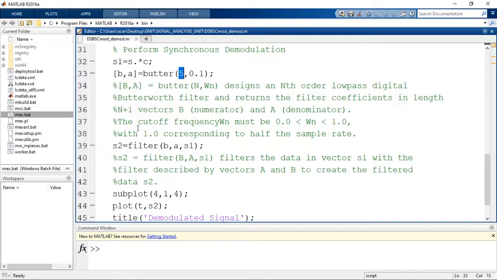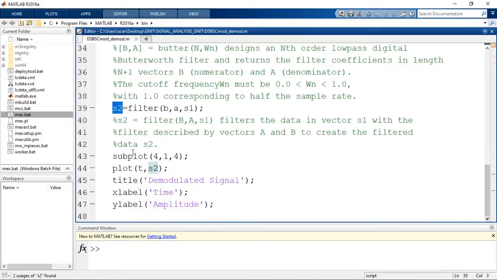Now pass it through the filter. We are making use of the function filter. It filters the data using the designed filter. So b, a are the coefficients obtained from the Butterworth low pass filter design. The data in S1 is the multiplier output, the DSBSC signal multiplied by carrier. This is filtered by using the filter coefficient vectors a and b to create the filtered data S2. This filtered data contains only the message signal.